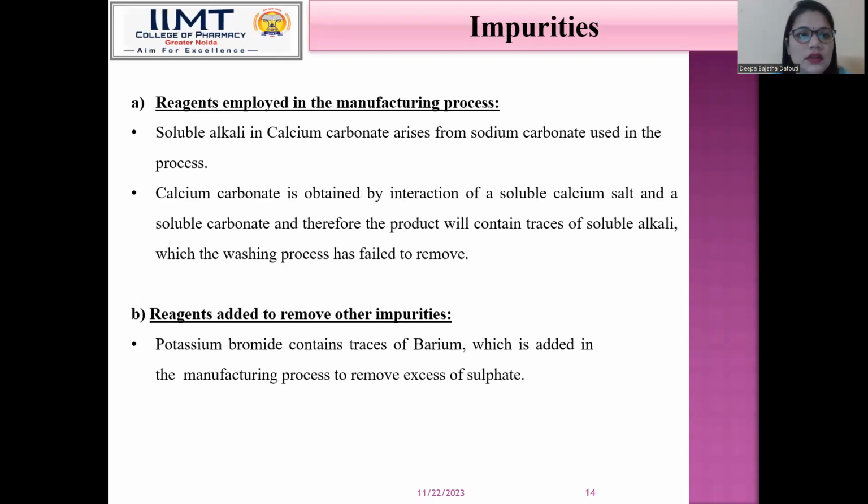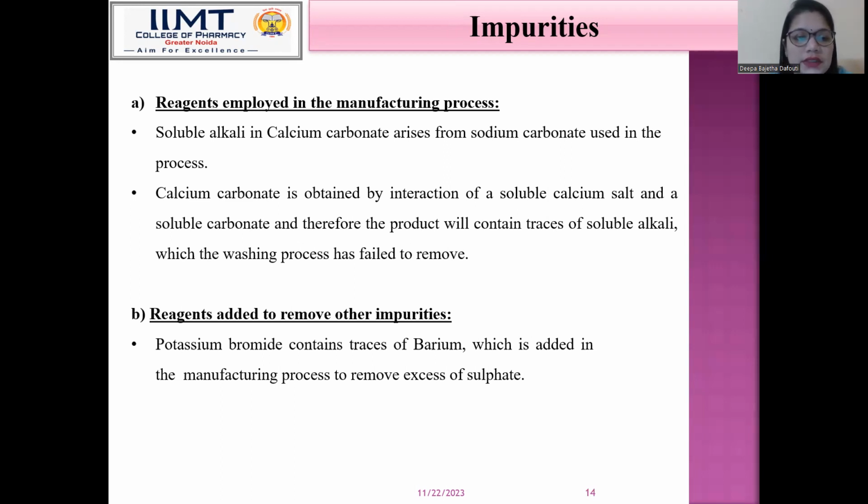First is reagents employed in the manufacturing process. Which reagents are used for the manufacturing process? First one is soluble alkali in calcium carbonate, which arises from sodium carbonate used in the process. Calcium carbonate is obtained by interaction of soluble calcium salt and soluble carbonate, and therefore the product will contain traces of soluble alkali which the washing process has failed to remove.